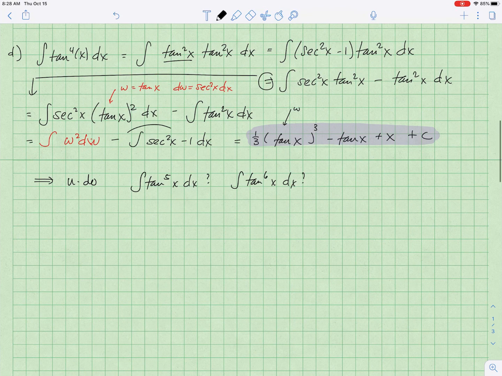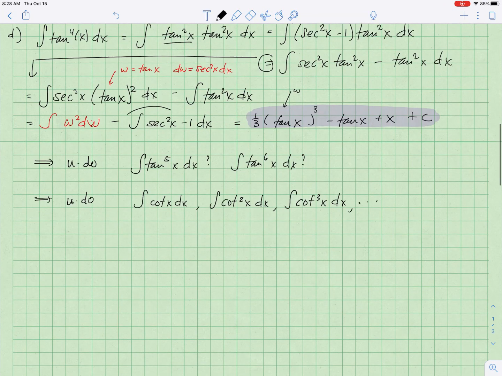Try those. The other thing that you should do is go back and replace all those tangents with cotangents. That is, can you do the integral of cotangent? Can you do the integral of cotangent squared? Can you do the integral of cotangent cubed? That is to say, go back and do A, B, C, D again, but replace them all with cotangents. Give that a shot.